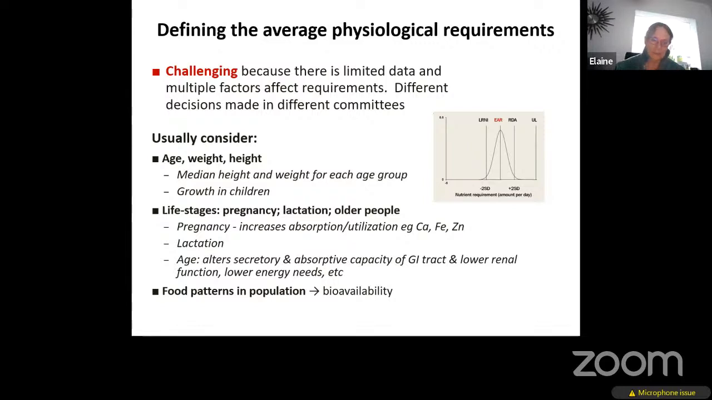The other important consideration is the food patterns in the population, because it can affect the absorption of nutrients. So as I've just said, in populations that have very low consumption of meat, you'll have a higher requirement because not as much iron and zinc is absorbed into the body as compared to a population that has a very high meat consumption. So all of these are taken into account.